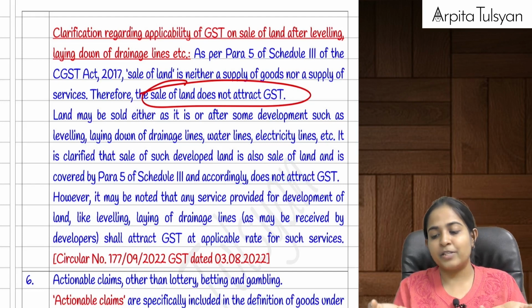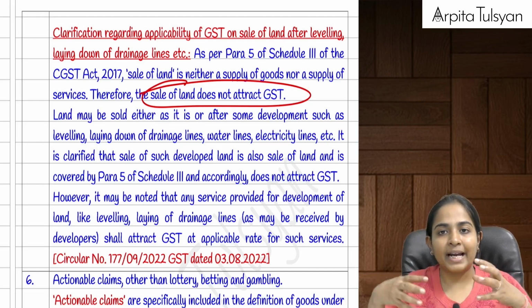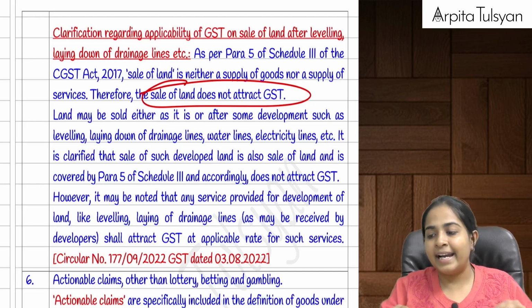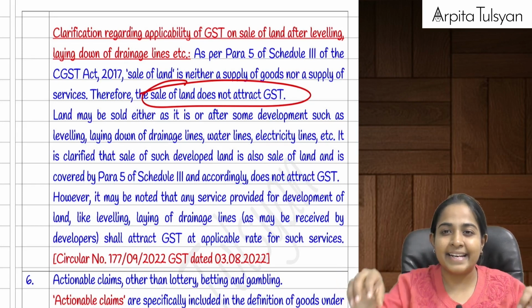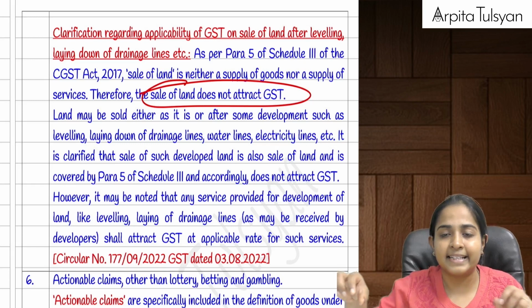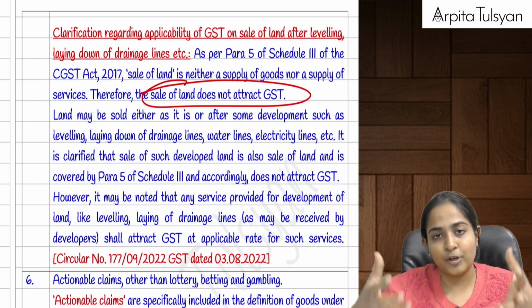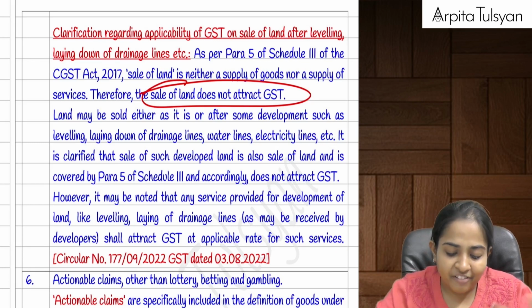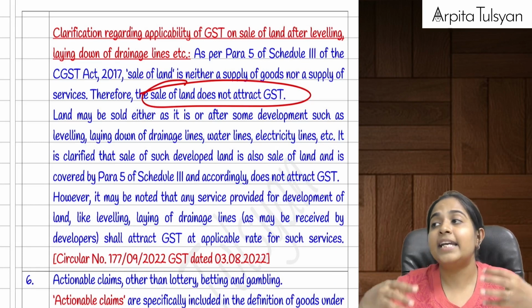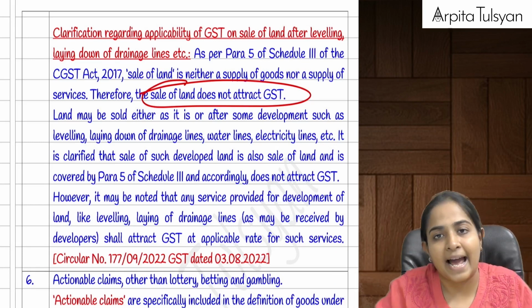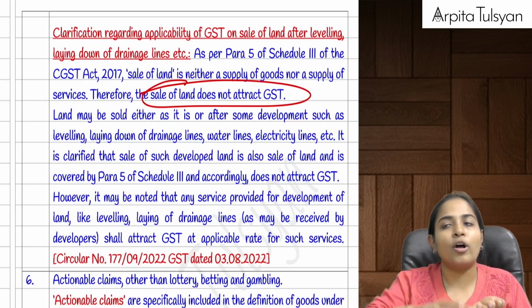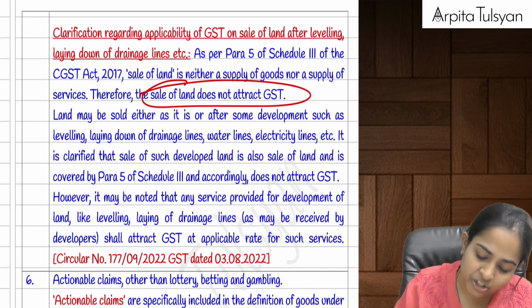There is a piece of land, and before selling it to someone else, you have laid down some water lines, drainage pipelines, electricity lines, etc., and then you have developed the land and sold it. Even the sale of such developed land does not attract GST. Whether you sell a barren land or a developed land, no GST is applicable on it.